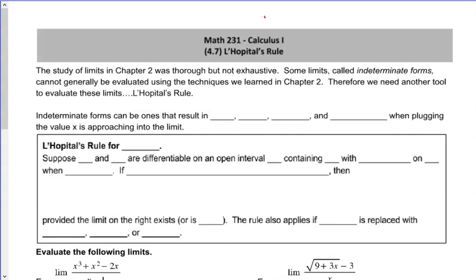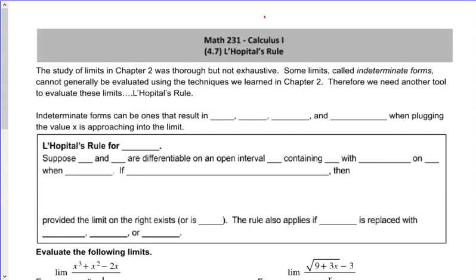Right, let's head on into sections 4-7, where we're going to be looking at limits again in a different way. When we did limits in chapter 2, there were all kinds of different techniques that we used to determine a limit, but we did not get all of those ways. So, the study of limits in chapter 2 was thorough, but not exhaustive. Some limits called indeterminate forms cannot generally be evaluated using the techniques that we learned in chapter 2.